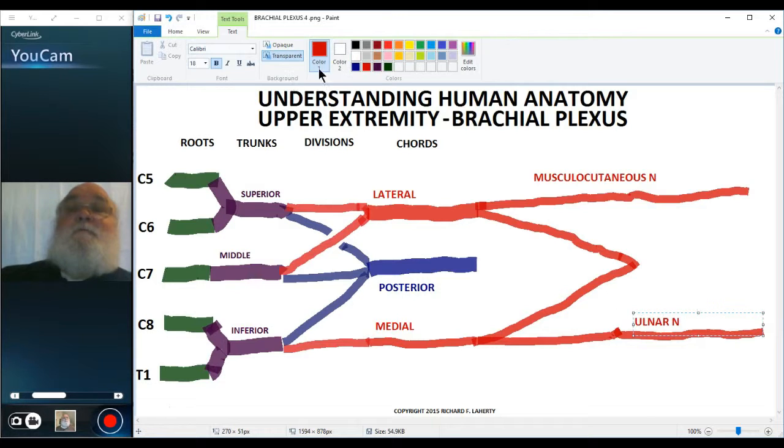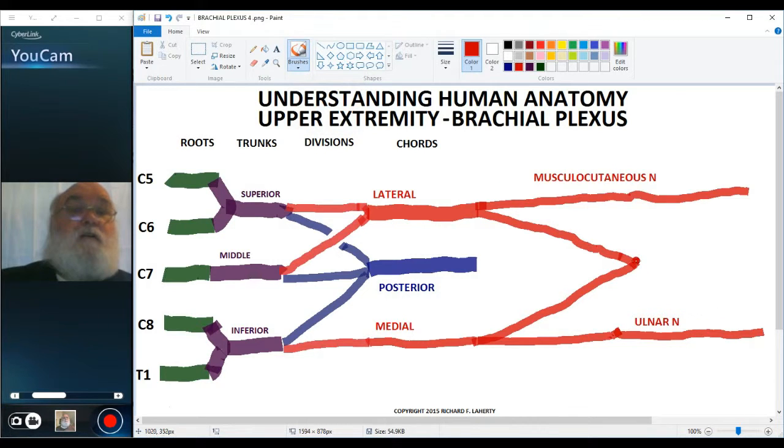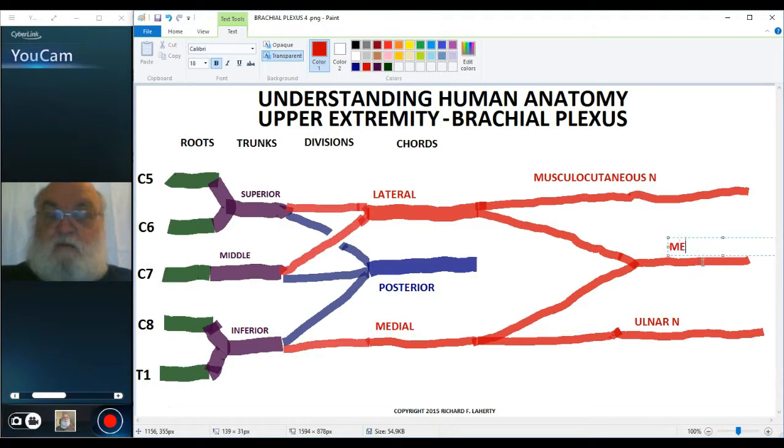And then if we go back up to where the branch from the medial and the branch from the lateral cord meet, they will merge to form a third nerve, and that nerve is the median nerve. And pay attention to the way the word ends. It's median, which means in the middle. You can see it is the middle of these three nerves.